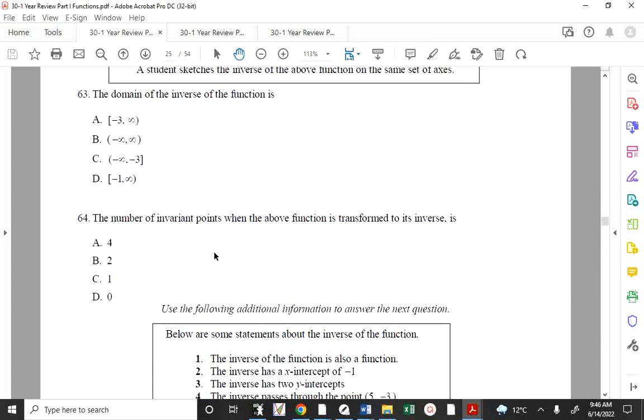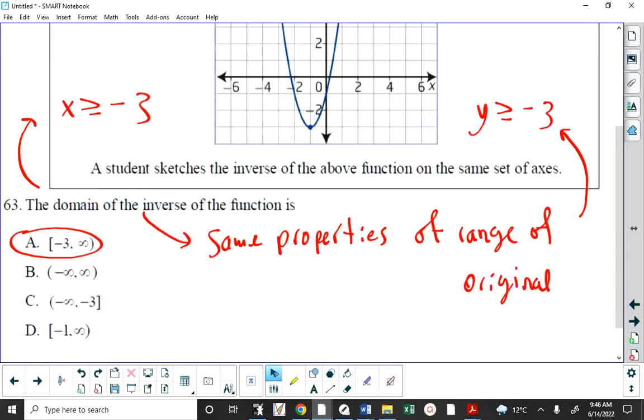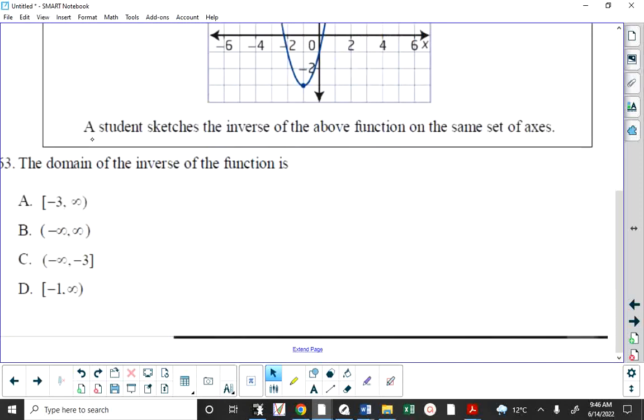So this is still related to this graph. So is the inverse a function? Well, you should not have to sketch the inverse to decide it's not the function. A parabola's inverse will be a parabola laying on its side, and that will fail the vertical line test.